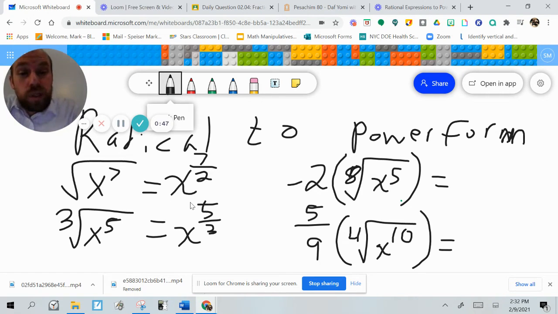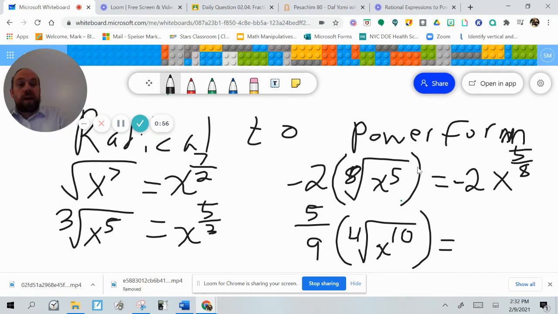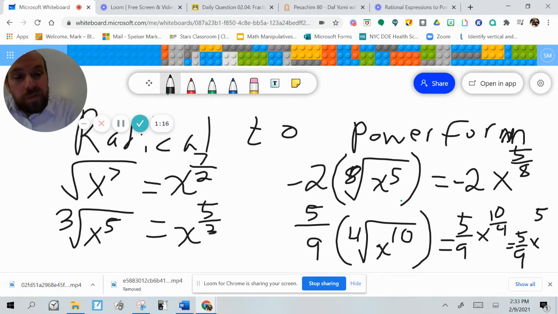Same thing in number 2. You put the -2 in front, no matter what number it is, and you do x to the 5/8 power. This 5 matches with this 5. This 8 matches with our index. Same thing here. The 5/9 goes in front. You have x to the 10 over 4. But sometimes, like it's 10 over 4, you actually got to simplify the fraction to 5/9 x to the 5 over 2.